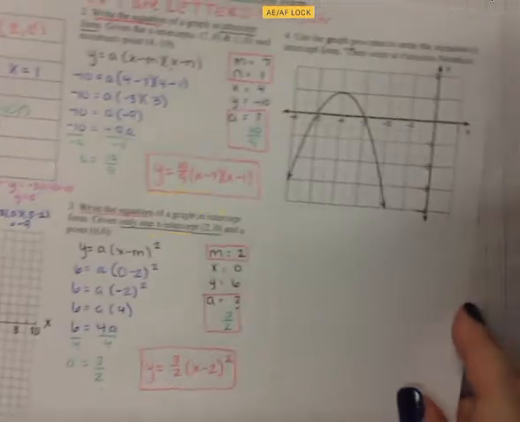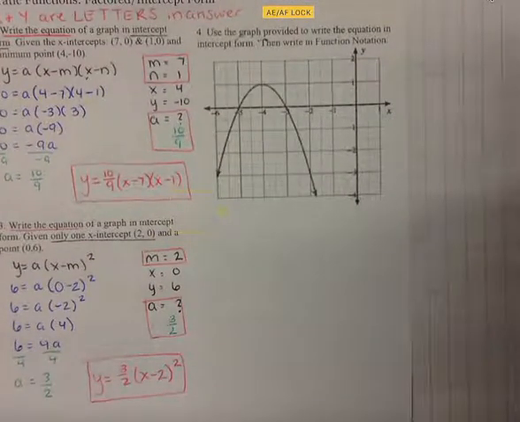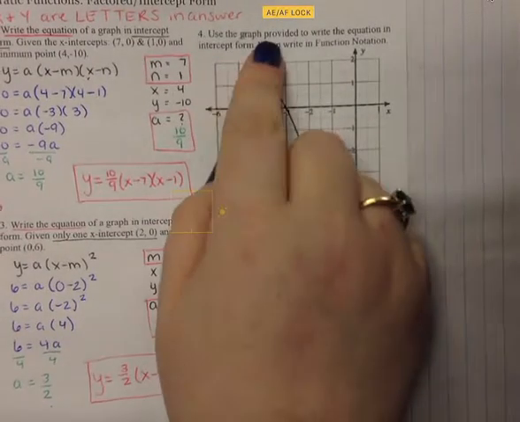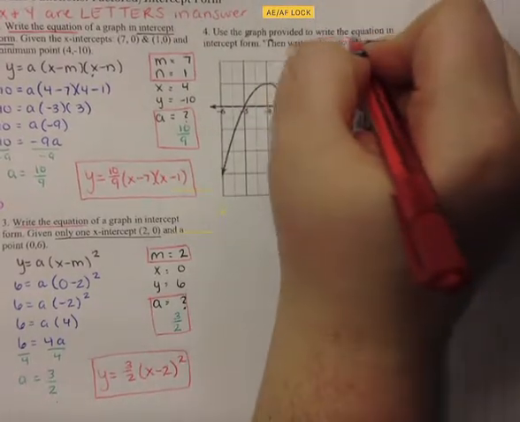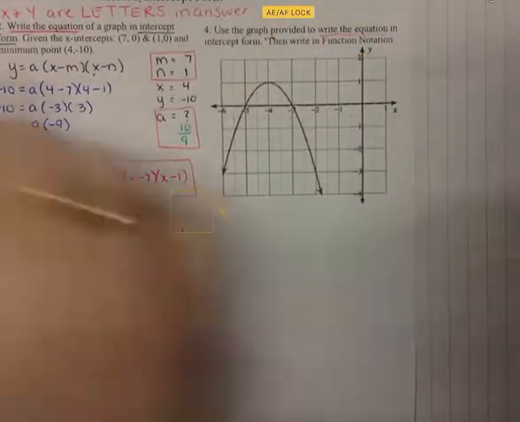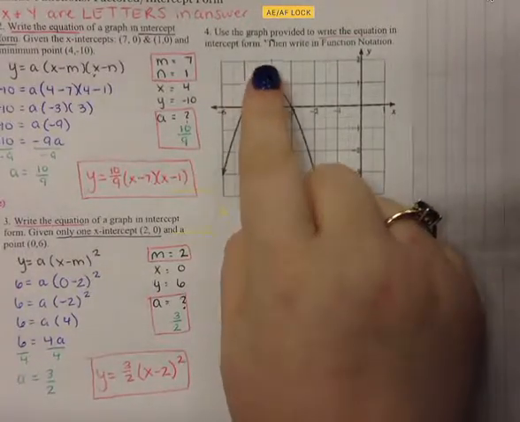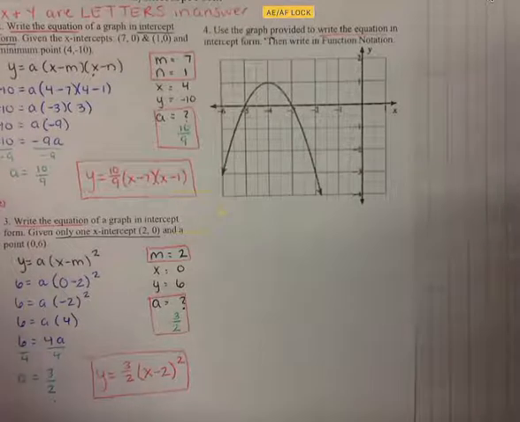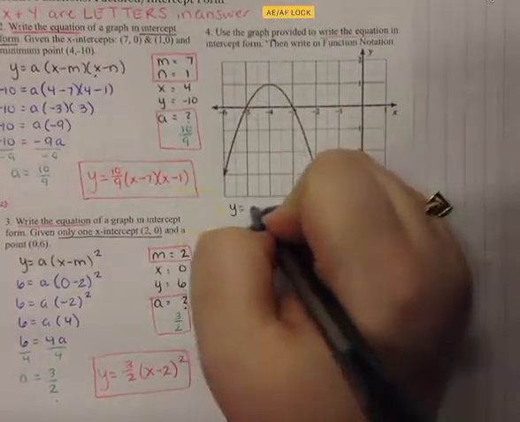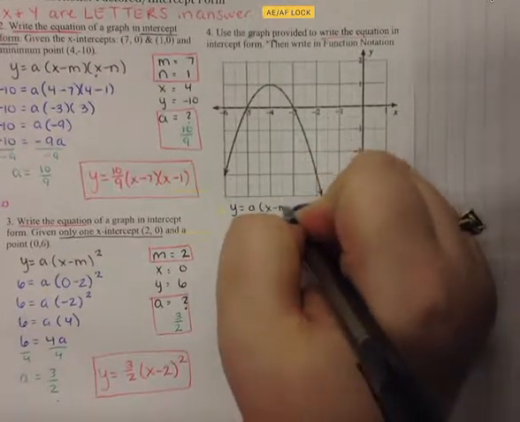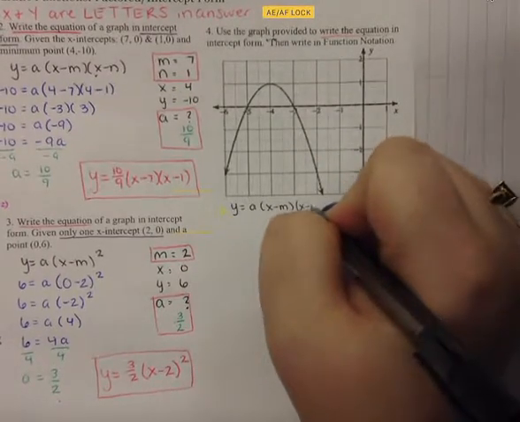This last problem says use the graph provided to write the equation in intercept form, then write in function notation. So we're going to use the graph provided to write the equation. We're still going to write the equation in intercept form. That means that we need to get the x-intercepts. Okay? In intercept form, you have to have the x-intercepts. You have to have your m, your n, anything you can use. Okay? So y equals a parentheses x minus m, and because there are 2 of them, we would have the x minus n as well.